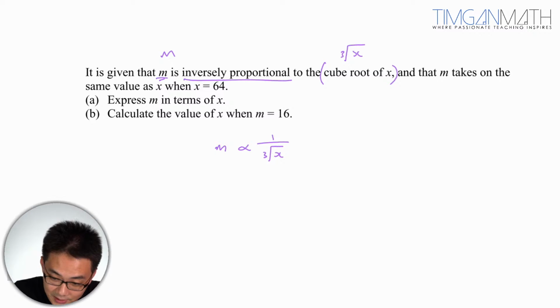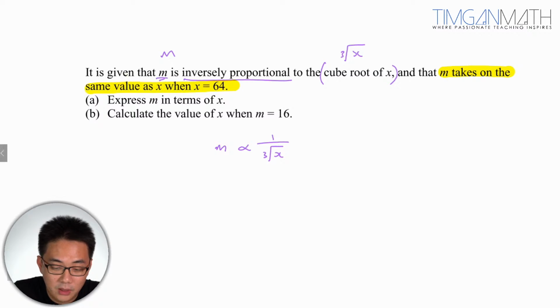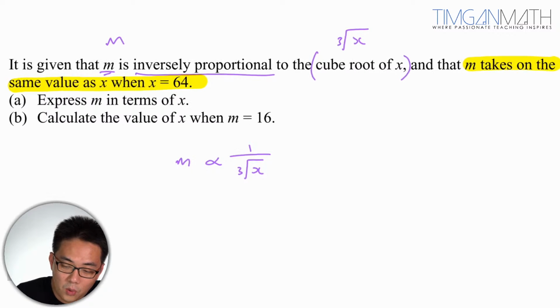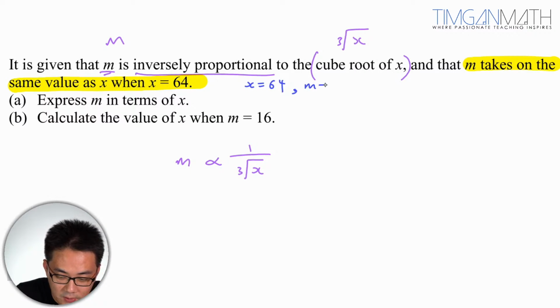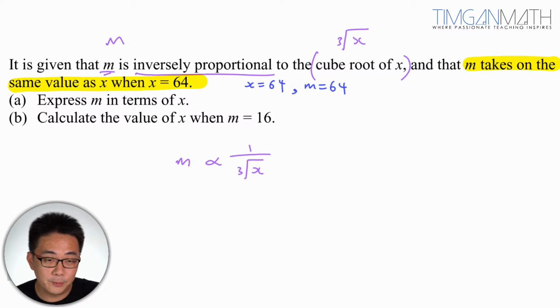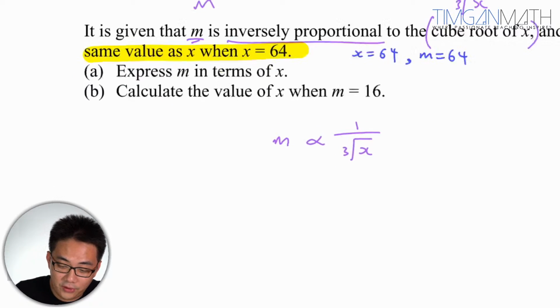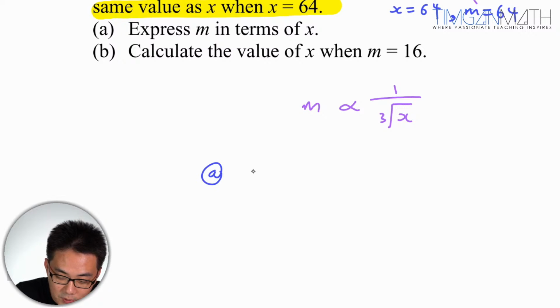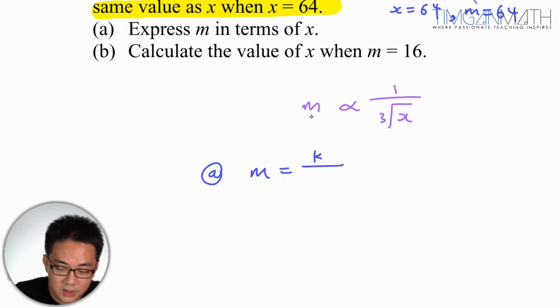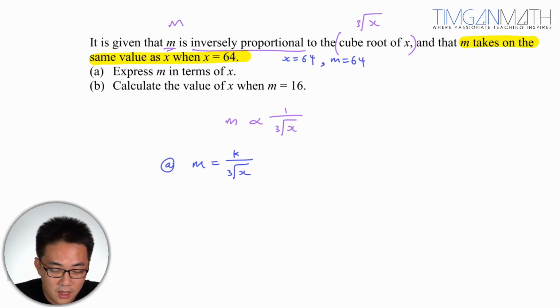Oh, this is interesting. So m takes the same value when x is 64, meaning to say when x equals 64, m would also be equal to 64. They have the same value. Alright, so let's see how we can do this proficiently. So for the first one, A, we are supposed to express m in terms of x. So in other words, just change this inverse proportional symbol to this case here, which is m equals k over cubic root of x.